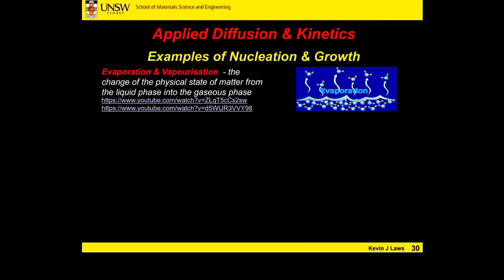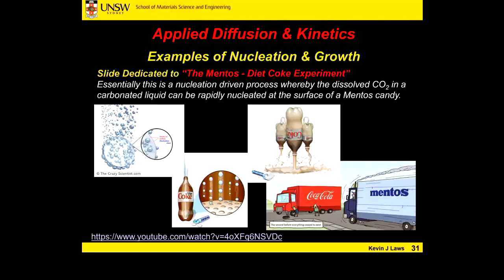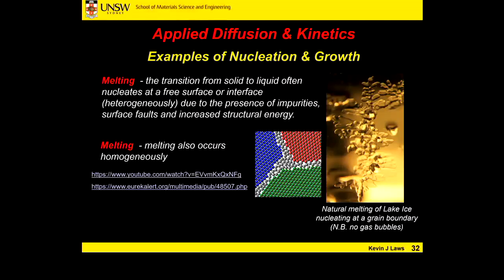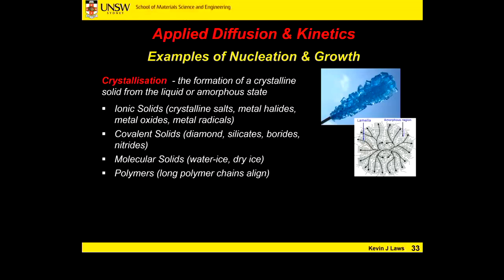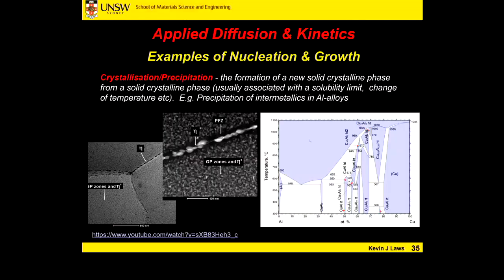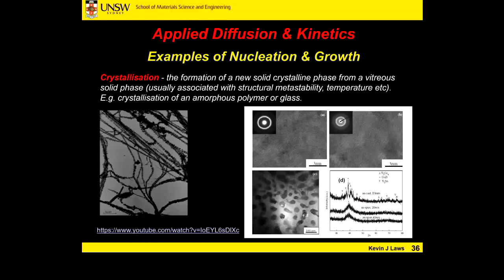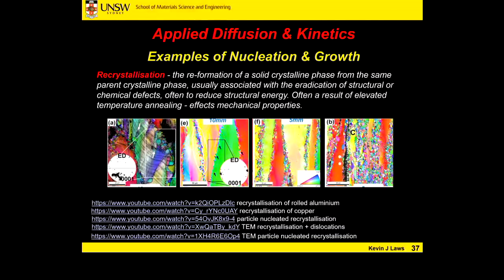So we looked at some examples there: condensation, vaporization, effervescence, cavitation. We looked at the Mentos Diet Coke experiment, where the Mentos were clearly acting as a heterogeneous nucleation site for the evolution of carbon dioxide bubbles out of solution. Instances in melting and crystallization, inoculation, precipitation from a vitreous solid, and crystallization. We kind of got to the recrystallization slide. We had a quick look there, but we might have a little more of a look before we get on to some more involved and in-depth analysis of how we can define nucleation. We'll be looking at some classic nucleation formulas shortly.